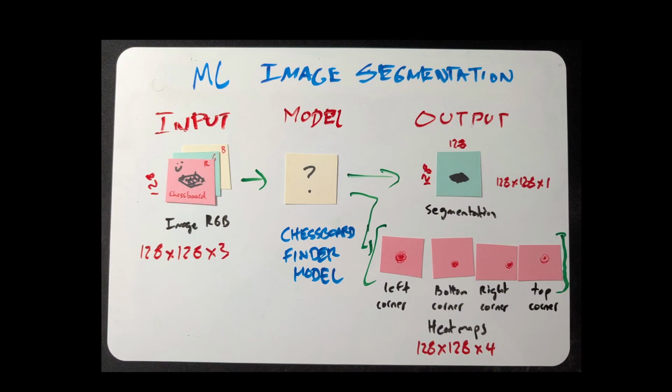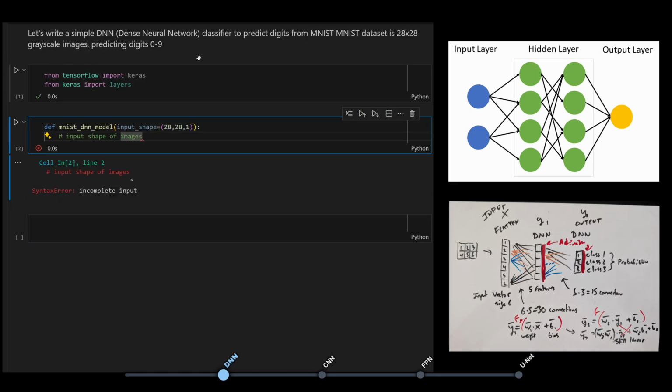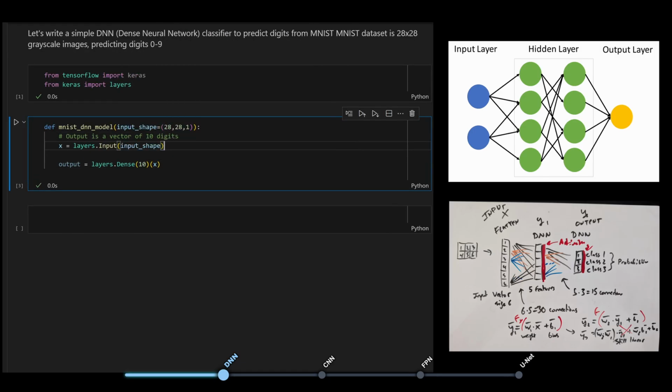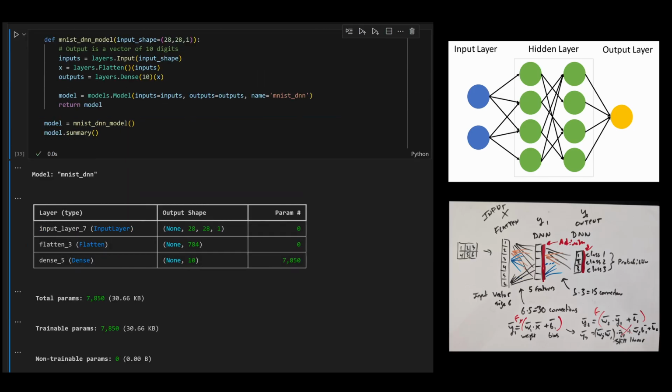Alright, so we've got our idea, image in to image out of heat maps and segmentation. Let's start designing a model architecture. The simplest network we could try is a dense neural network, or DNN. These connect all the values to all the other values in a layer, and we usually add a nonlinear block like a ReLU on the end too.